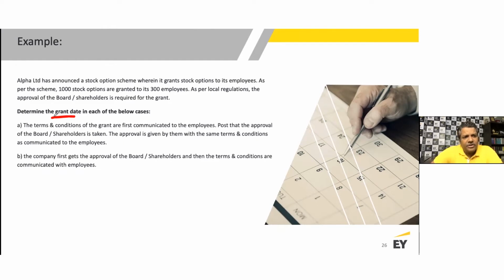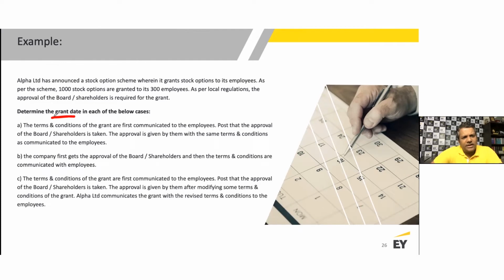In the second case, the company first gets the approval of the board or shareholder, and then the terms and conditions are communicated to employees. In the third case, the terms and conditions of the grant are first communicated to the employees. After that, the approval of the board or shareholder is taken, and the approval is given after modifying some terms and conditions of the grant. Alpha Limited communicates the grant with the revised terms and conditions to the employee. So the question here is, what is the grant date in each of these scenarios?